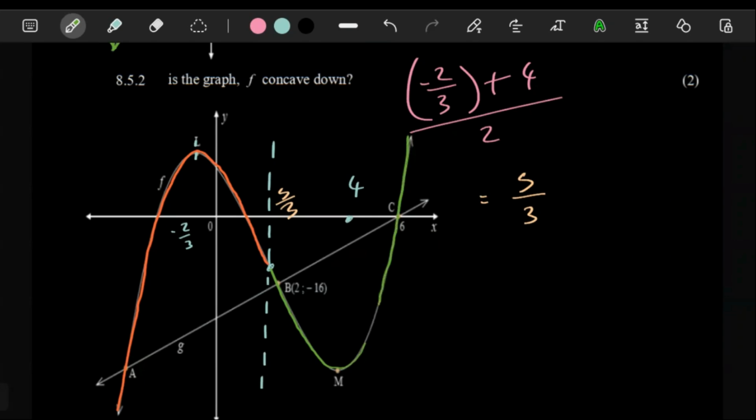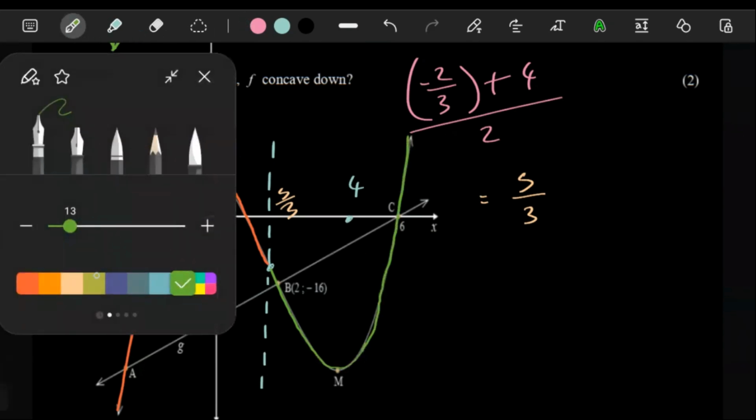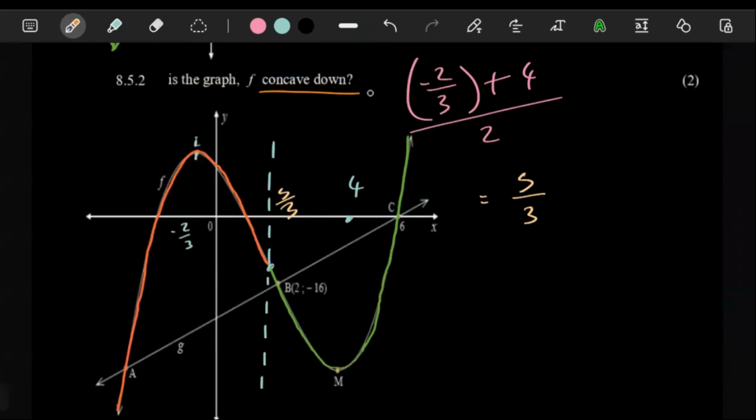So when you're answering the question, they're asking where is it concave down? Concave down, where our x values are from -infinity up until 5/3.